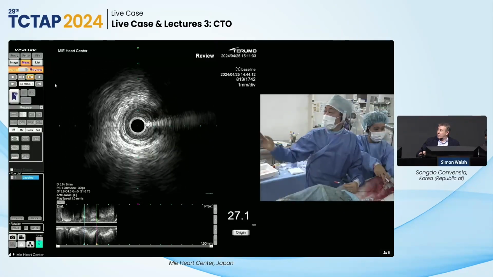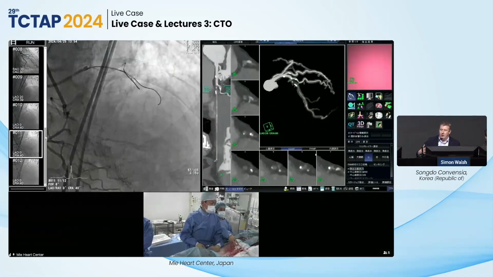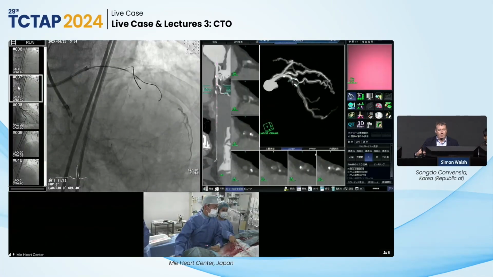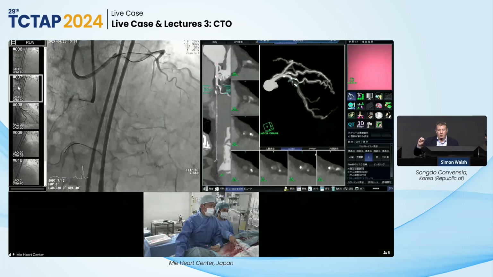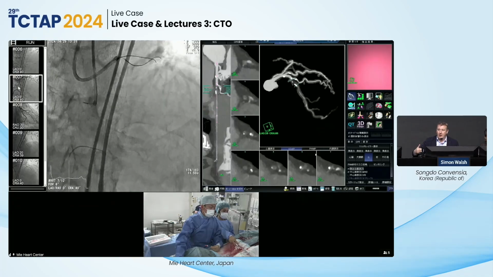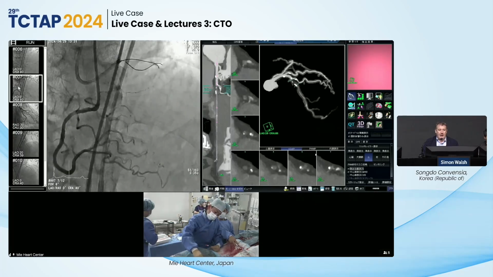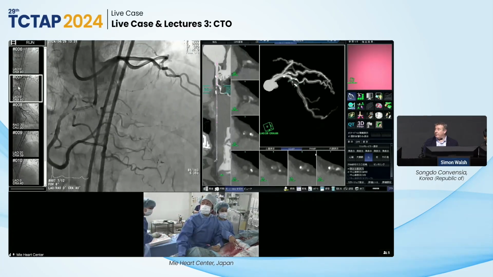And if you have a scenario where you're struggling to understand if you're in the target vessel, actually if you leave the IVUS in there and you move it up and down, you can track the equipment into the CTO, and you can be very reassured that you're where you want to be. So it adds a level of safety, I think, for sure.